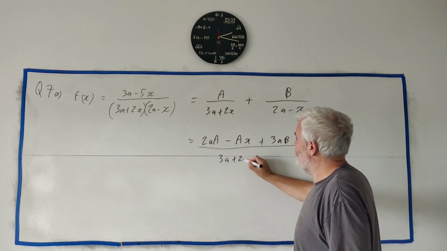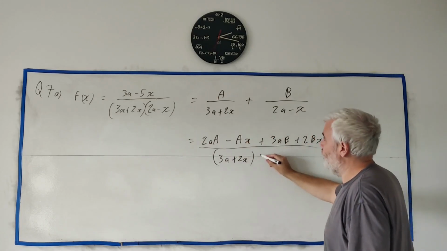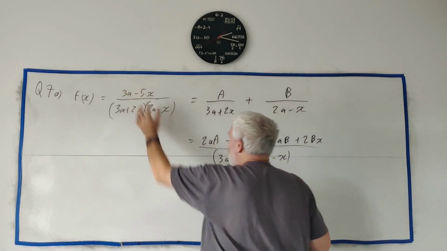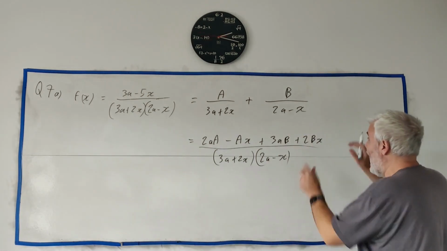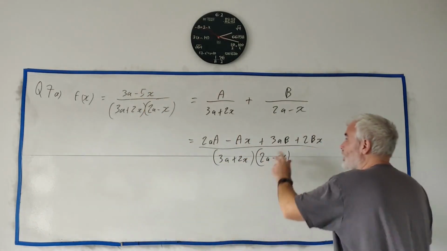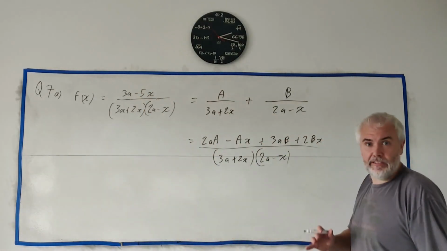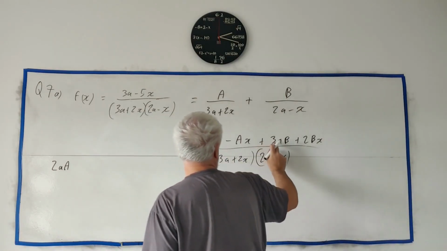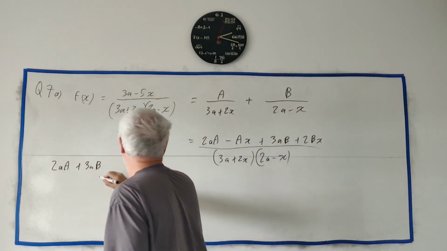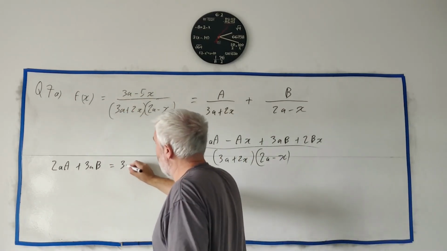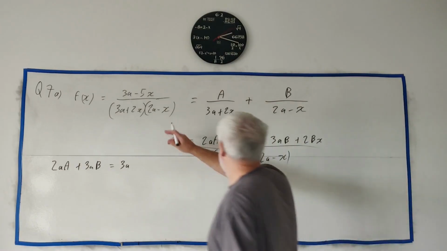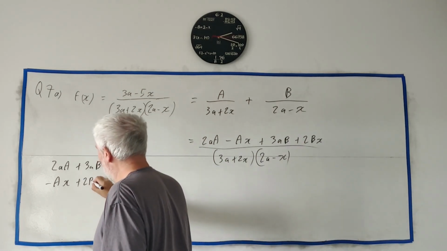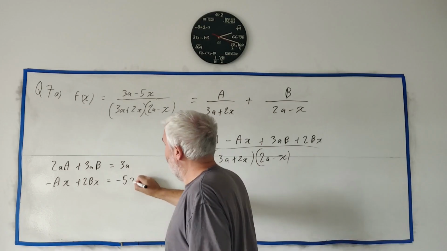The reason I don't care is because what I'm actually going to do is just equate the top rows. Let me say that again. What's on the top row here must equal what's on the top row here. And more than that, the x's that are here must equal the x's that are there. The things without x's up here must equal the things without x's up there. So for example, what has no x here? That's 2aA plus 3aB, and that must equal this 3a. The x's then, minus Ax plus 2Bx, must equal minus 5x.